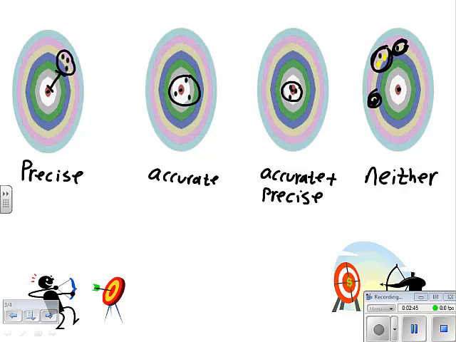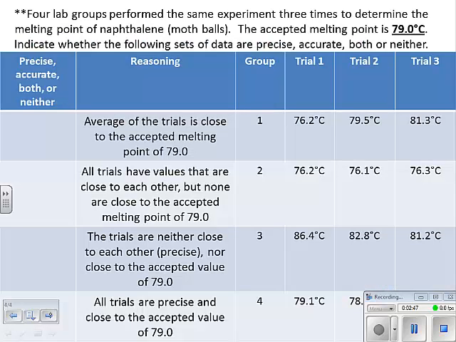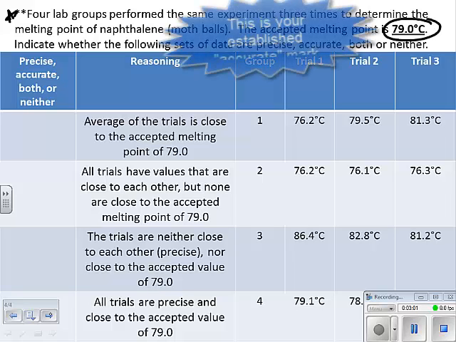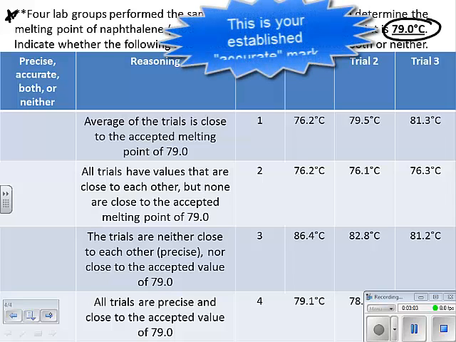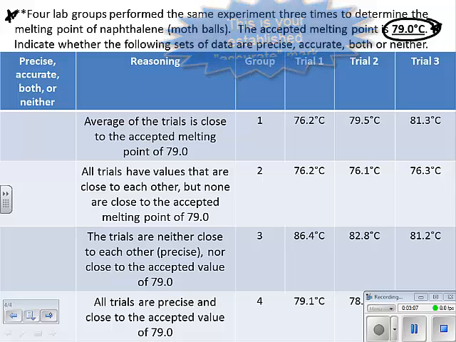So that's great, being able to locate that on a target, but what's it going to look like in a lab and on a test? This is how you're going to be presented with it. You can read the question up top, what you're looking for. You're looking for a melting point that is 79 degrees. So 79 degrees right there is your pre-established condition. So in order for something to be considered accurate, it needs to be close to that 79 degrees.